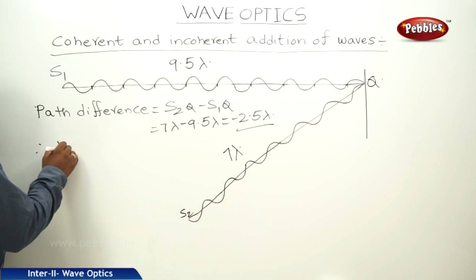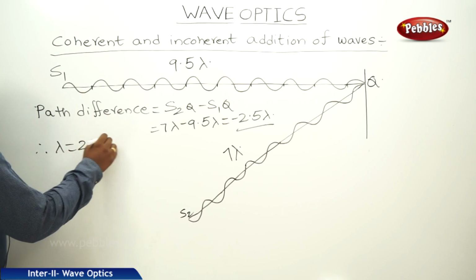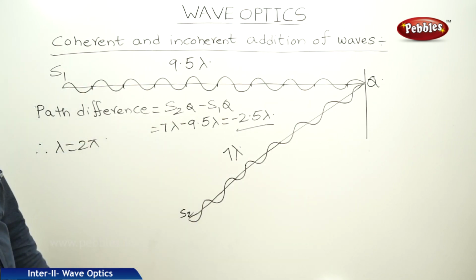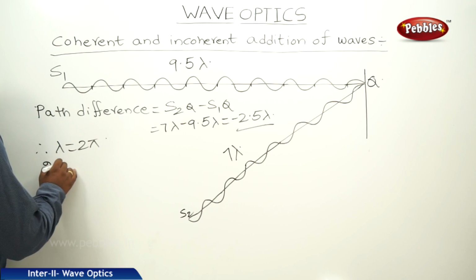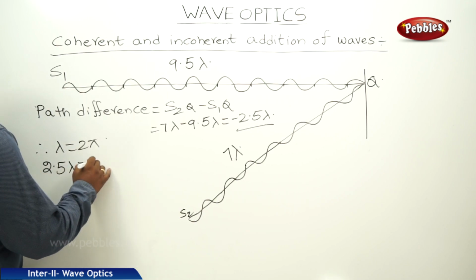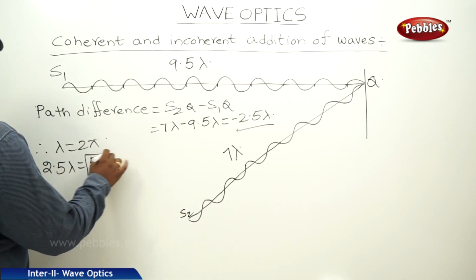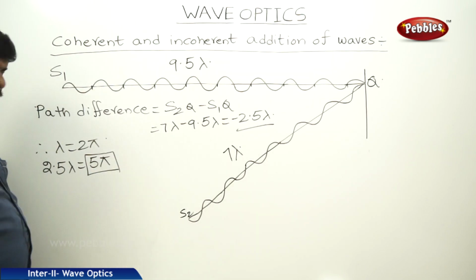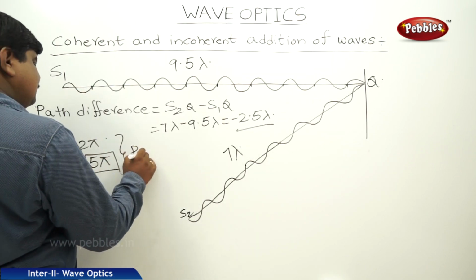Therefore, lambda corresponds to 2 pi. But what is the path difference here? 2.5 lambda. Therefore, 2.5 lambda corresponds to 5 pi, which is the phase difference.